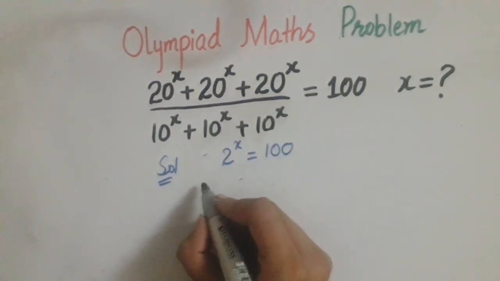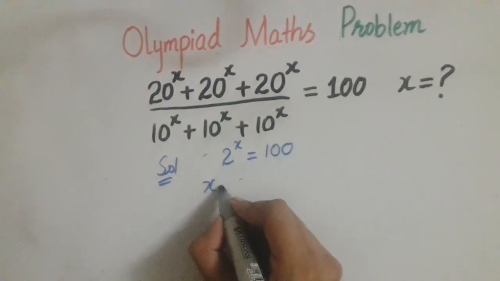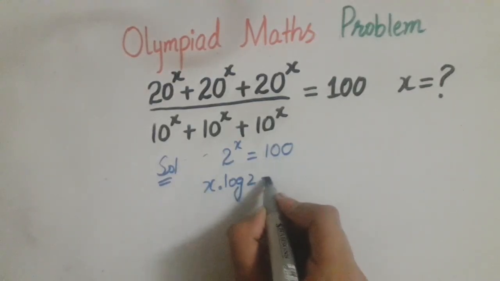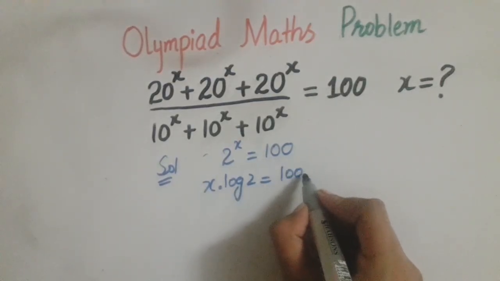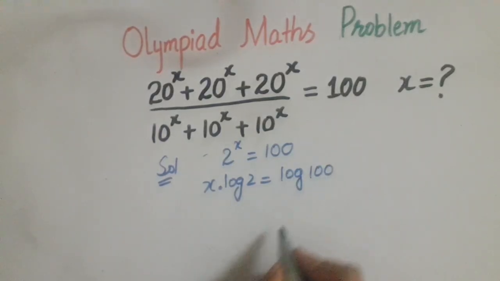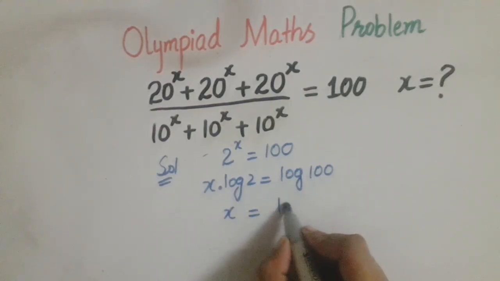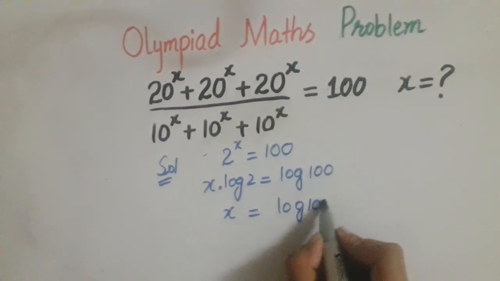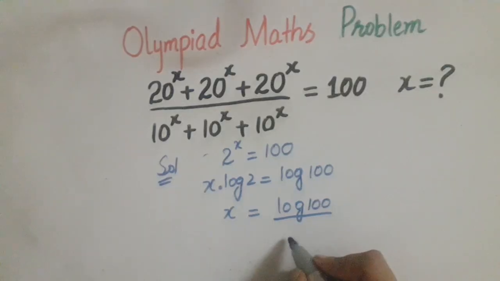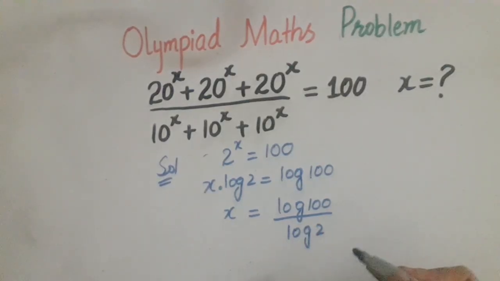Now taking the log on both sides, we get x log 2 equals log 100. Now we will solve this as x equals log 100 divided by log 2.